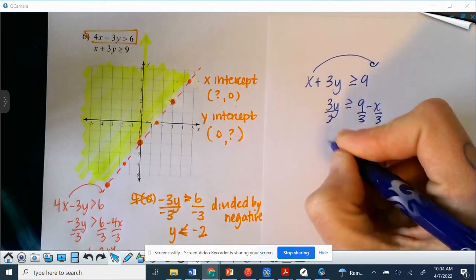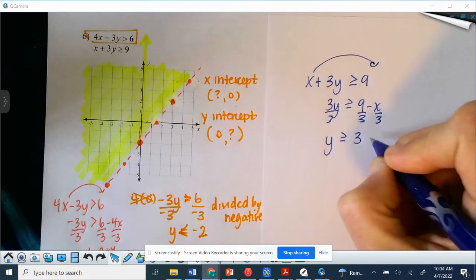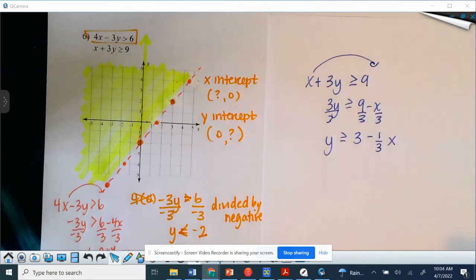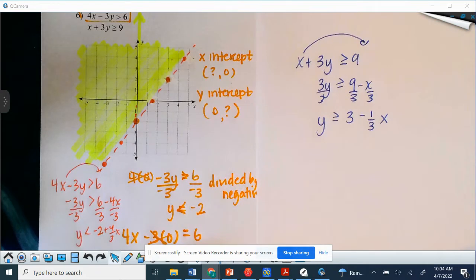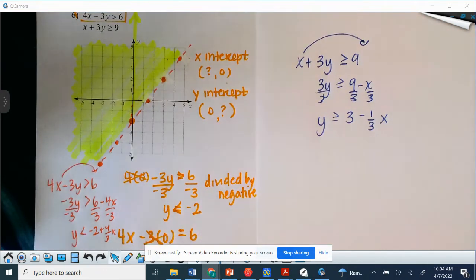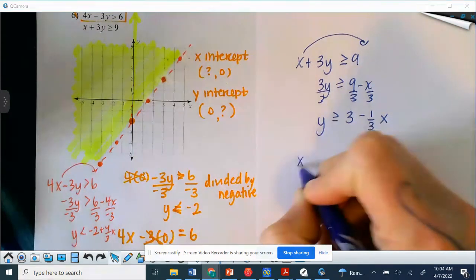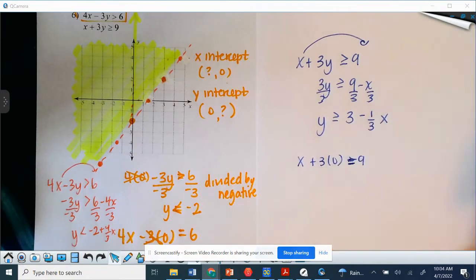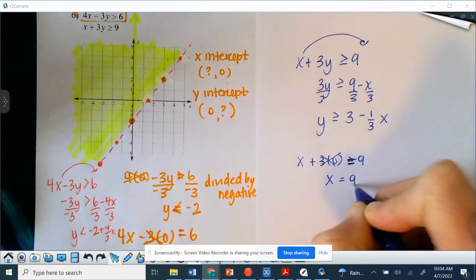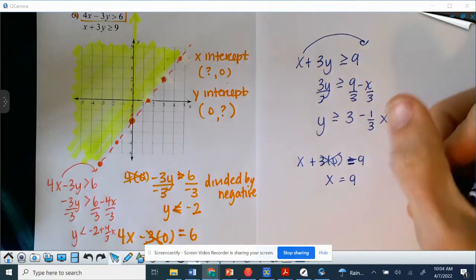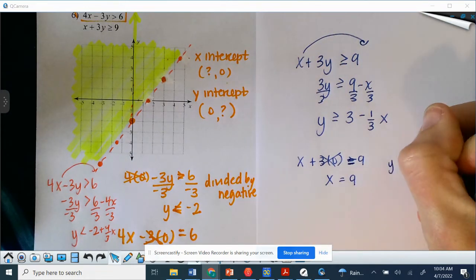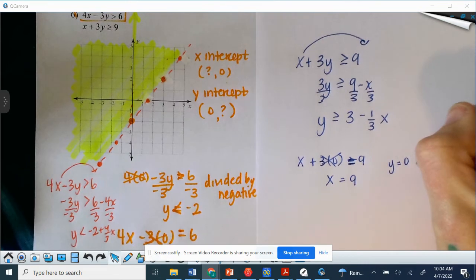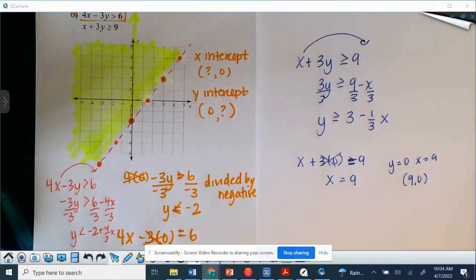So y is greater than or equal to 3 minus 1/3 x. Or again, we can solve for those intercepts. The x-intercept is what x is when y is 0. So we're going to put in a 0 for y. It doesn't matter, we're going to actually do plus. So x equals 9. So when y is 0, x equals 9. So it's (9, 0) for your x-intercept.